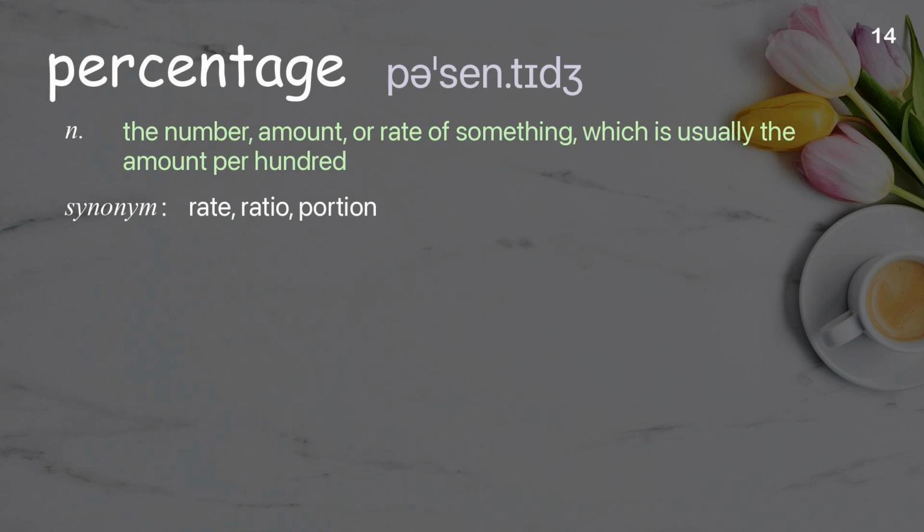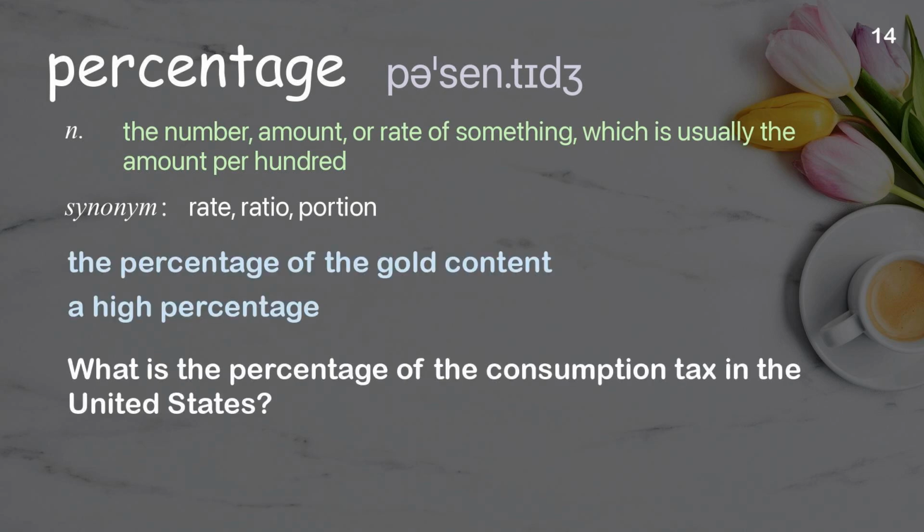Percentage. The number, amount, or rate of something, which is usually the amount per hundred. Examples: The percentage of the gold content. A high percentage. What is the percentage of the consumption tax in the United States?